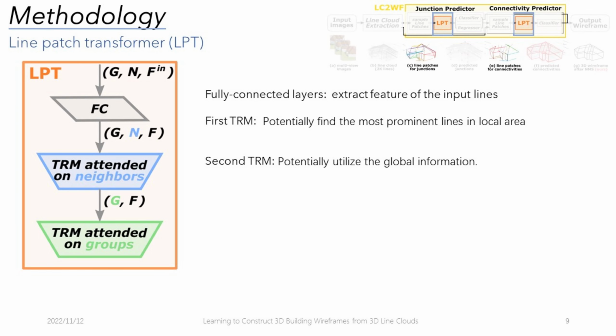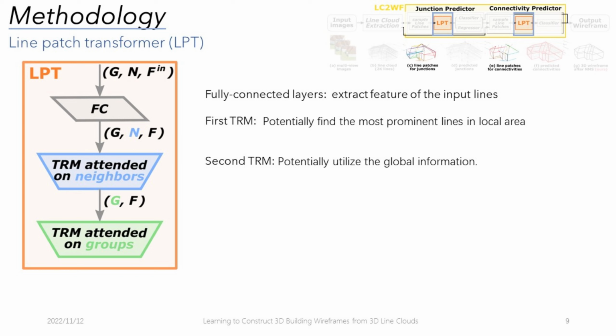After we sample the light patches, we will feed them into the light patch transformer, which consists of fully connected layers and two attention transformer encoder layers. The fully connected layers are used to extract features of the input lights. The first transformer attends to the neighbors of each light patch to potentially find the most prominent lights in the local area. The second transformer attends to all the light patches to potentially utilize the global information.